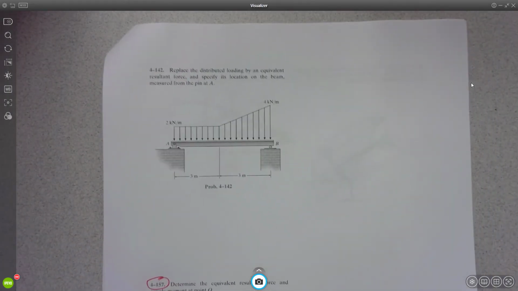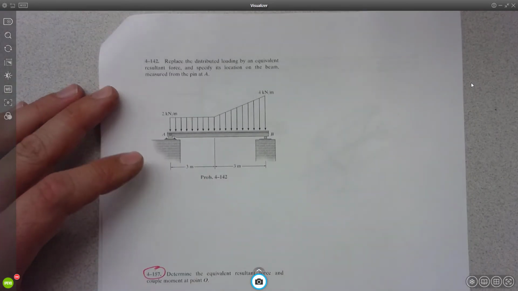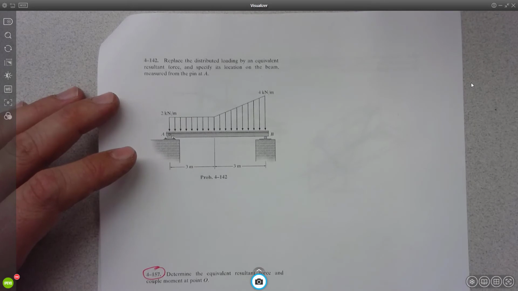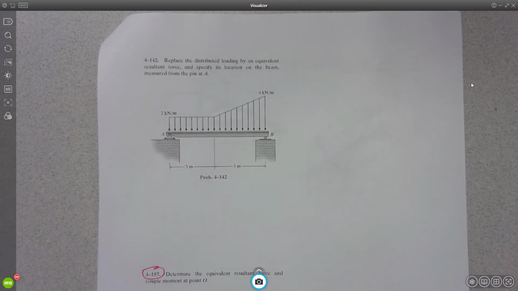So, I'd like to change this problem. I'd like you to draw the shear and moment diagrams for this beam. Okay? Draw the shear and moment diagrams for this beam.